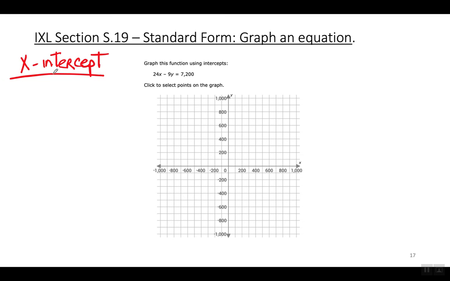So to find the x-intercept, I got to make y equal to 0, and I solve for x.